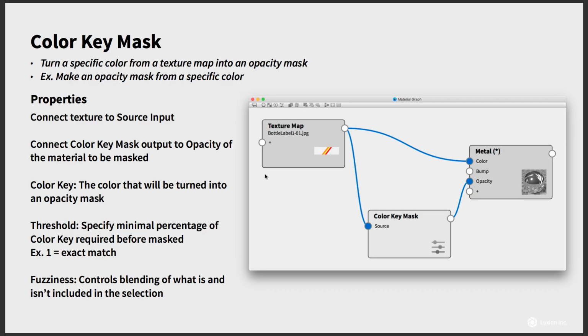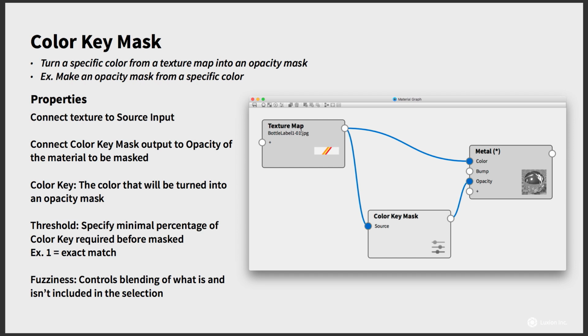The next utility node we're talking about here is the color key mask, and this one's a little bit different. This took me a little while to understand at first. So what we're going to do here is explain what's going on. With the color key mask, we're able to choose a color to then turn into a mask, which will then mask out the material that it's applied to.